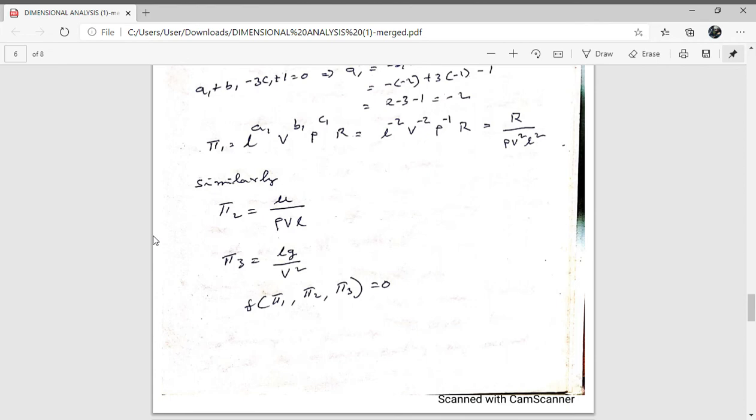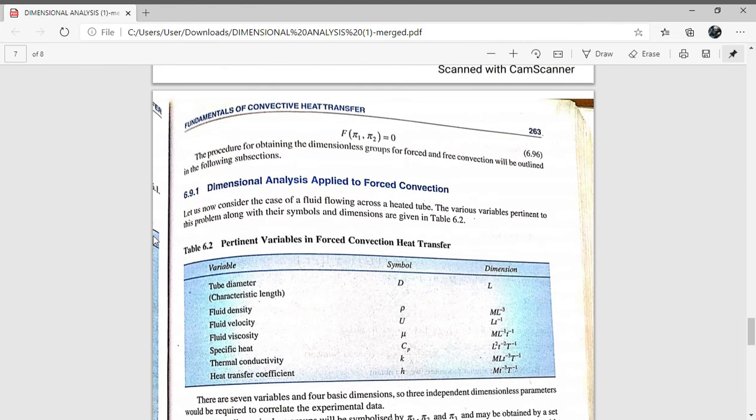So we'll see one more problem. A forced convection problem. In forced convection, generally we have to find out the heat transfer, or we have to find out the heat transfer coefficient.